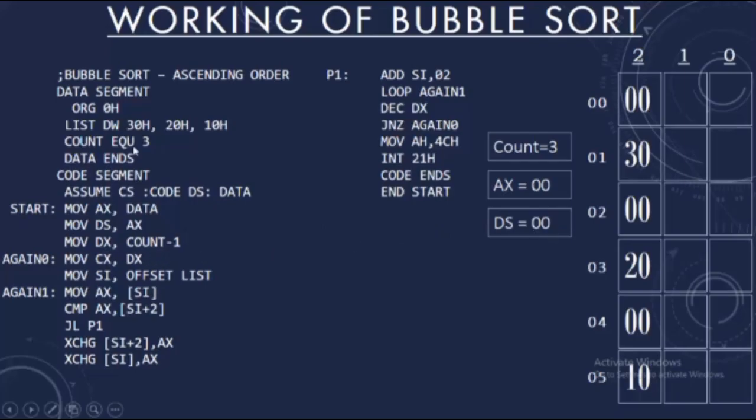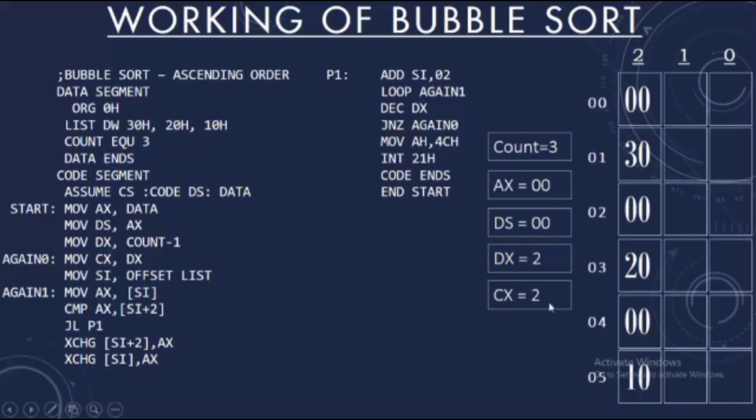Move DX comma count minus 1. Count is 3, and 3 minus 1 will be 2. 2 is stored in DX. Then move CX comma DX. So the value of DX will be stored in CX. So CX is equal to 2.